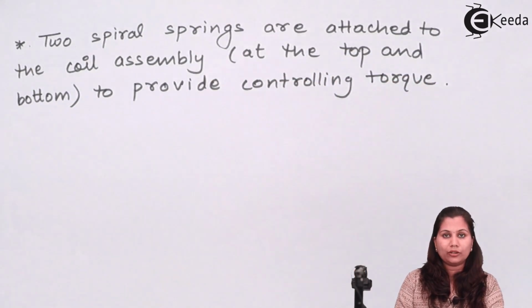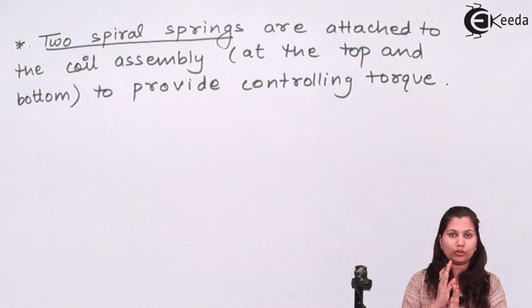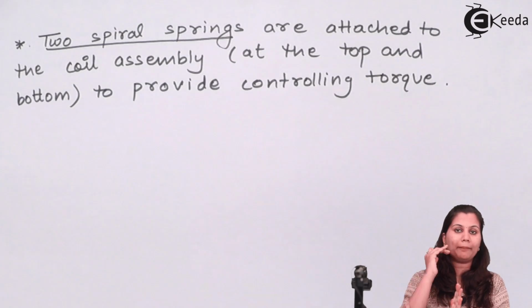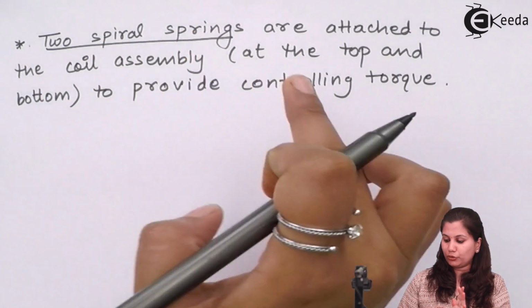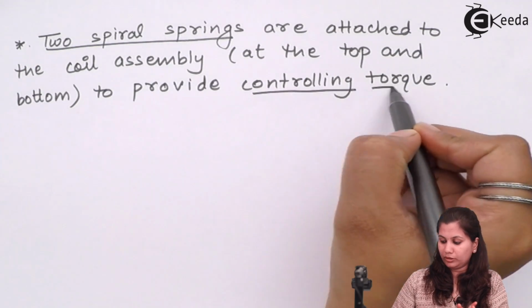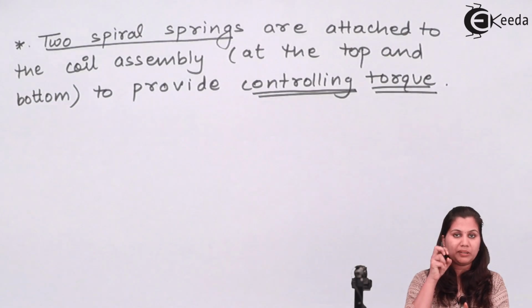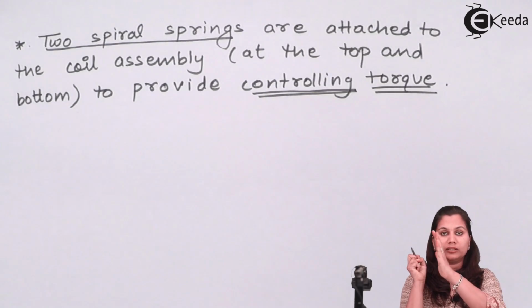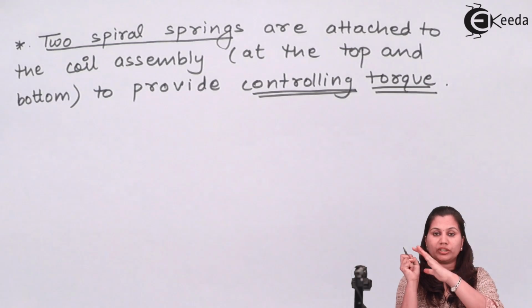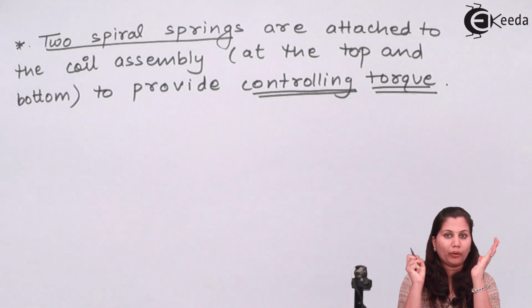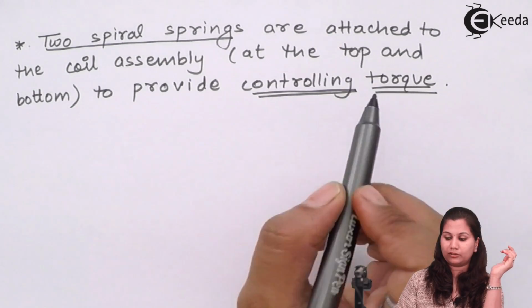So in this analog multimeter, there are two spiral springs attached to the coil assembly, one at the top and the other at the bottom. These springs are going to provide the controlling torque. Controlling torque is needed because as soon as the input is removed from the instrument, the pointer should return immediately to the zero position. So the returning of the pointer to the zero position is done by this controlling torque.